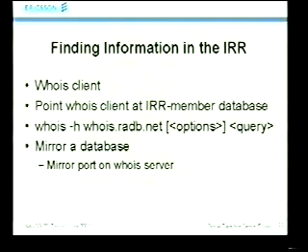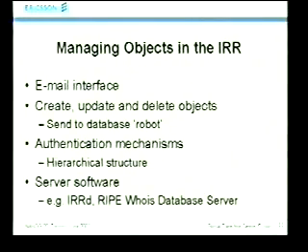Or you can mirror a database locally and then point your WHOIS client at your local mirror. To do that, you need to find the mirror port on the WHOIS server of the repository like RADB or whatever. So you can, as it were, have a real-time, near real-time mirror, something like that. So you download every day, every hour, every 15 minutes the information, make updates, and you point your WHOIS client at that.